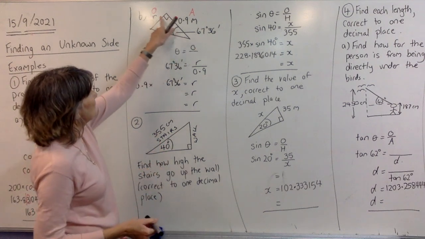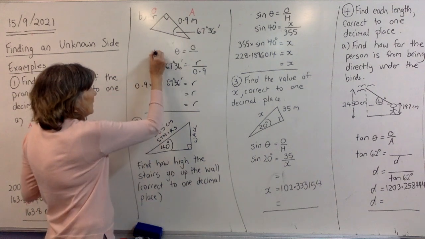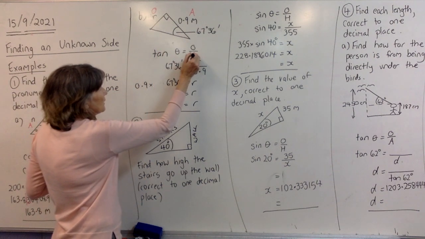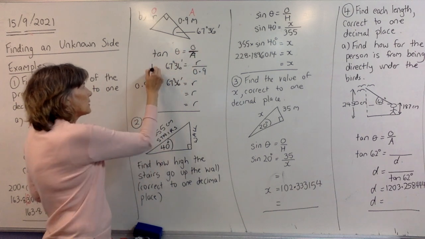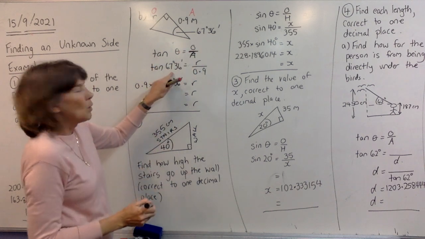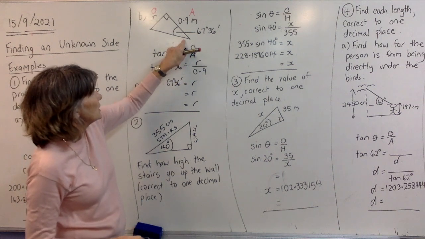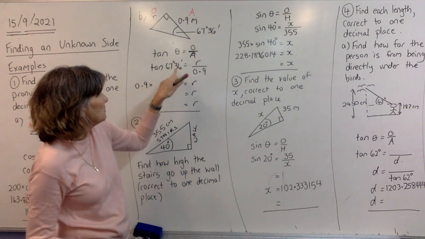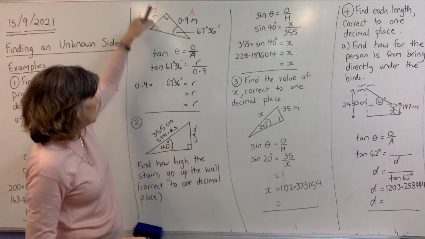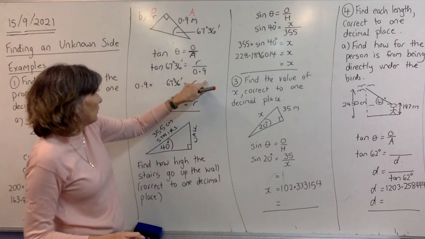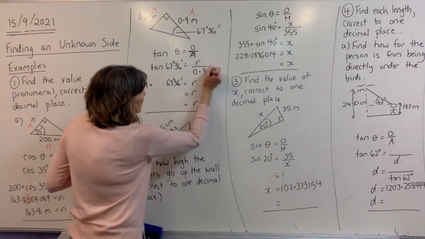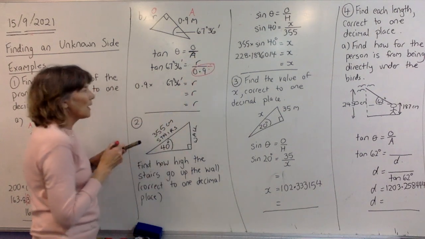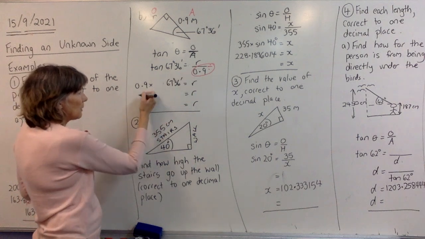Okay, so we're using opposite and adjacent, that's tan. So write your formula down first. Opposite over adjacent. Now we're going to sub in our numbers. Always your angle goes here, so tan of 67 degrees, 36 minutes. Opposite is R, adjacent is 0.9. So now we're getting rid of our 0.9. So we're going to come to the other side, times by the 0.9.